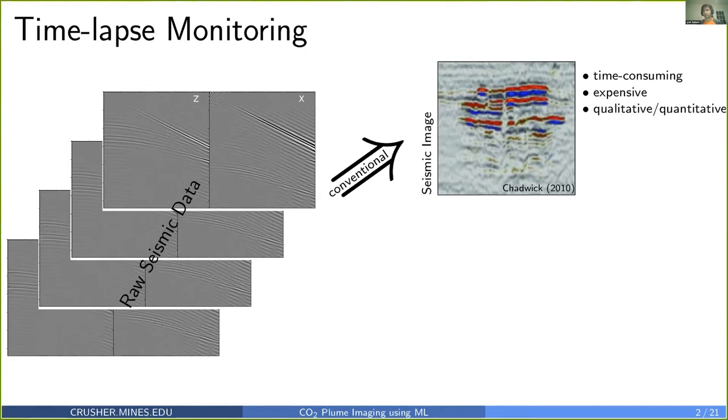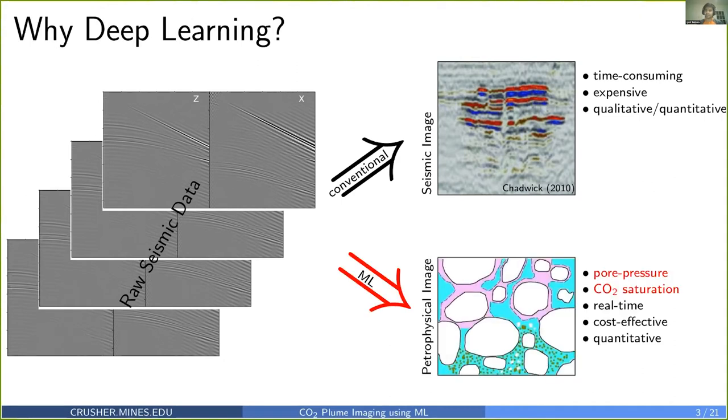And moreover, this method is mostly qualitative, where we look at differences in amplitudes between two surveys, or look at differences or travel time shifts between the baseline and monitor. One can perform quantitative analysis on this, but it is not very common. We believe that machine learning can help overcome some of these challenges. Machine learning could potentially yield better physical property changes directly from seismic data, bypassing conventional processes.